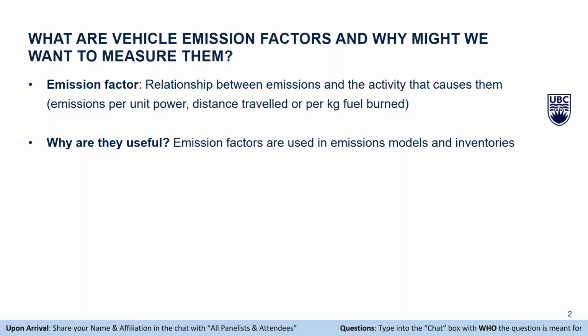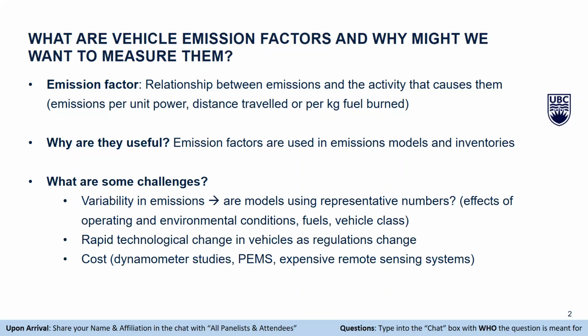So these numbers are really critical when we're forecasting or trying to make predictions of emissions in specific areas. But there are some challenges around getting accurate emission factors. One is that there are a lot of things that cause variability in emissions. So there is a question mark over whether our models are always using representative numbers, because there are things like the effects of operating conditions, environmental conditions, the fuel type, the vehicle class, just to name a few. And also rapid technological change in vehicles can happen as regulations change. And we often have to play catch up in terms of updating our emissions inventories when technologies are changing.